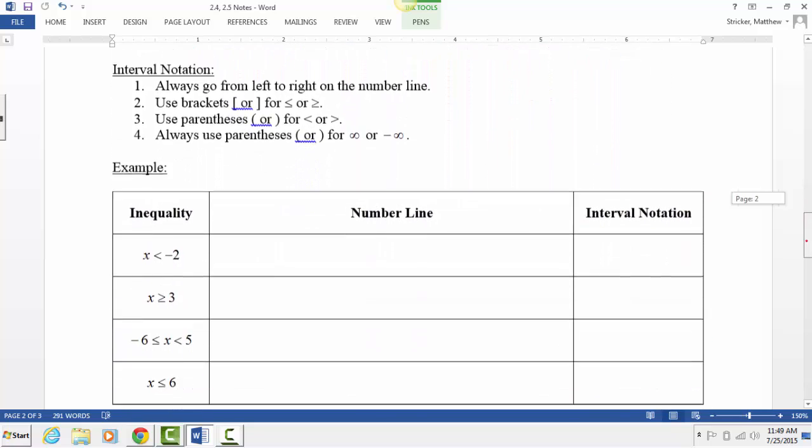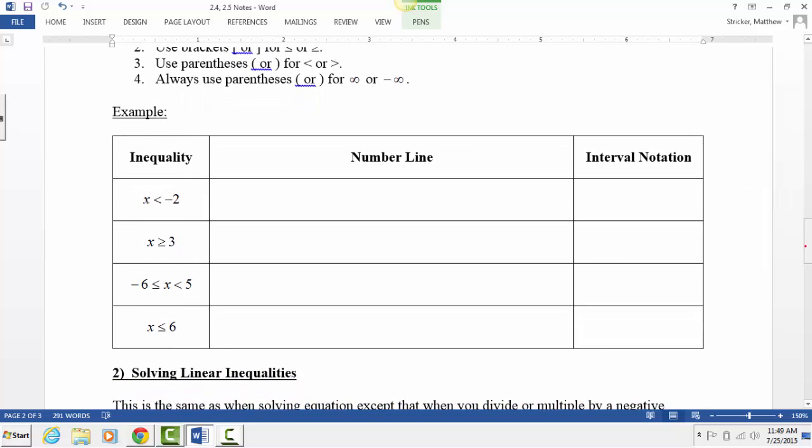So what I would like you to do here is go ahead and pause the video, and while you have the video paused, try to write out the number line solutions to each of these 4 inequalities, and then we'll come back and talk about what interval notation is. So again, pause the video and write down what you think the answers are.